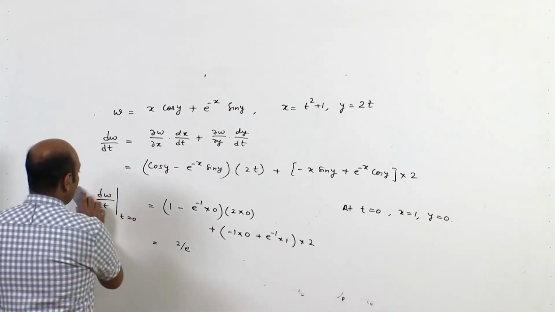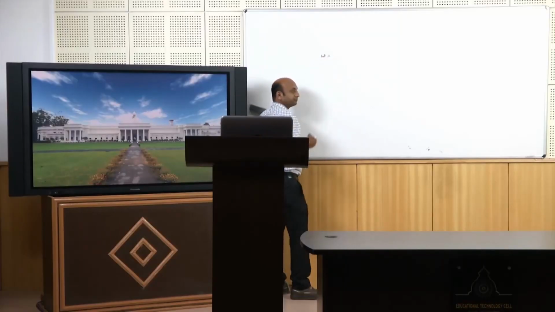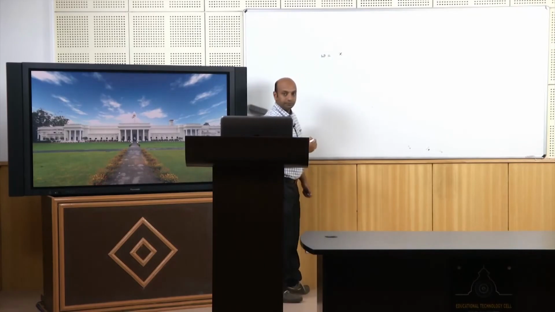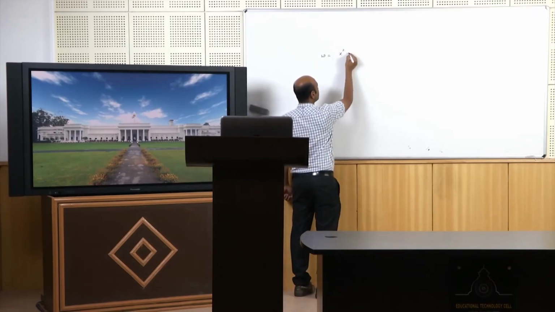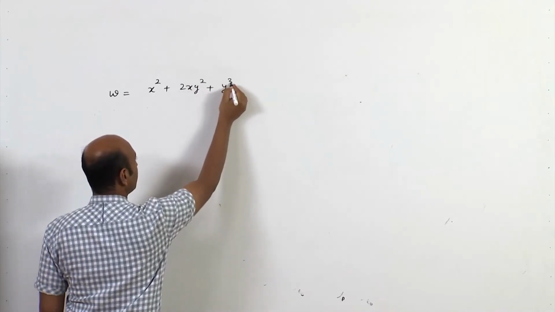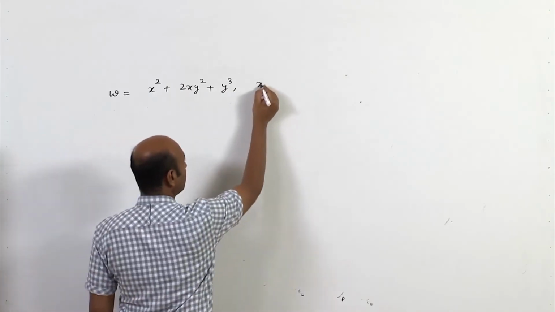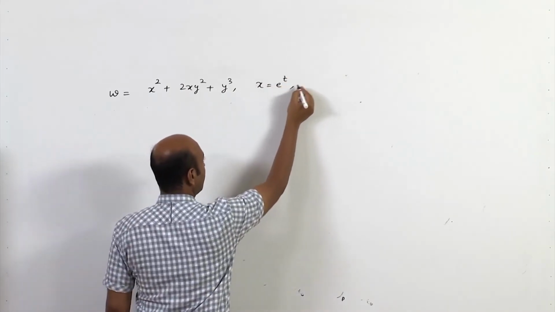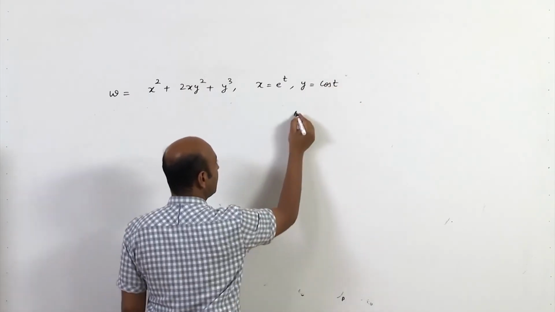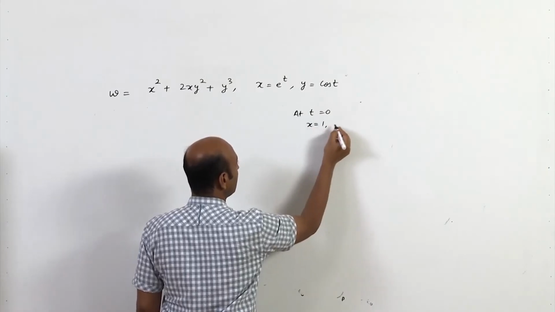So, now we will try one more problem based on this. Now, w is x square plus 2xy square plus y cube, where x is e raised to power t and y is cos t. So, again at t equal to 0, x is 1 and y is also 1.